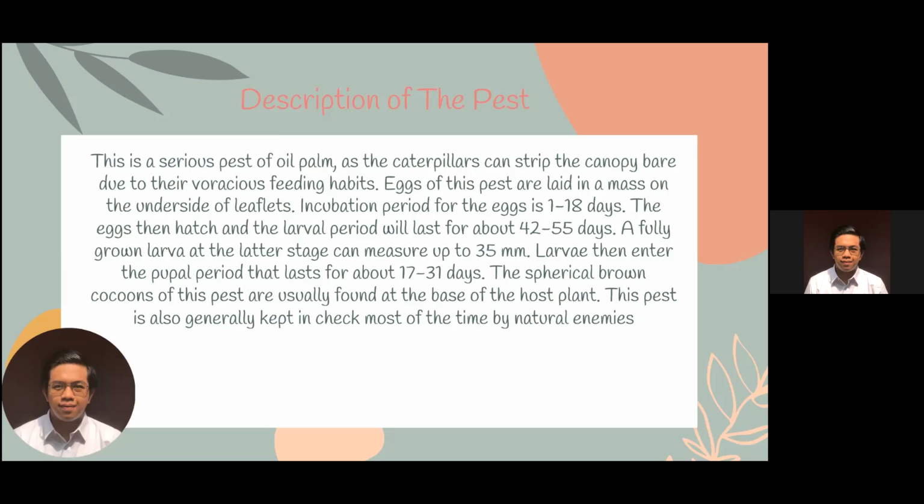A fully grown larva at the later stage can measure up to 35 millimeters. Larvae then enter the pupal period that lasts for about 17 to 31 days. The spherical brown cocoons of this pest are usually found at the base of the host plant. This pest is also generally kept in check most of the time by natural enemies.